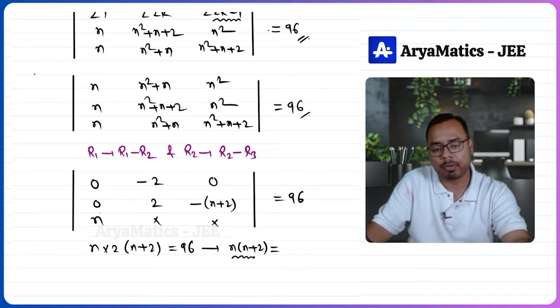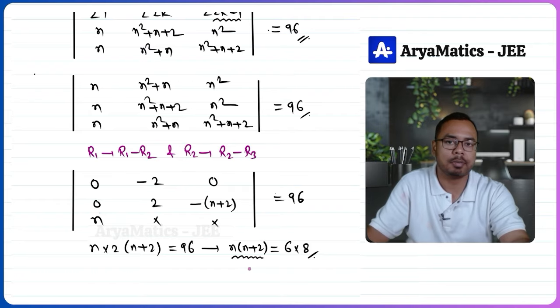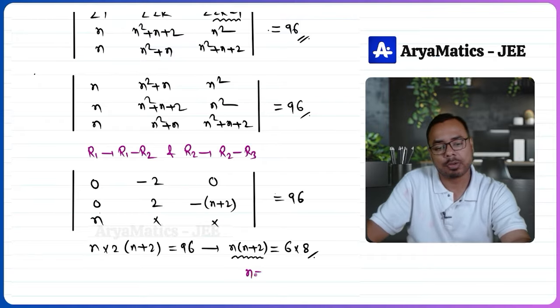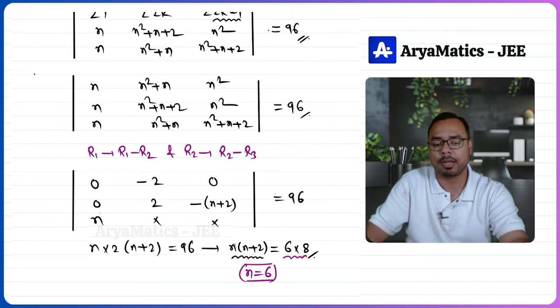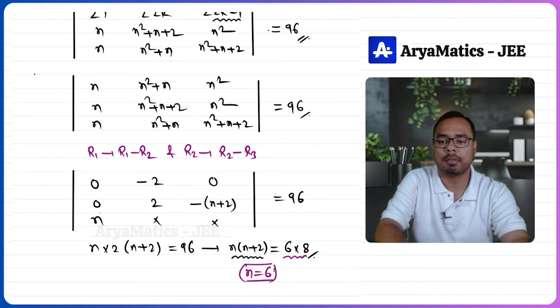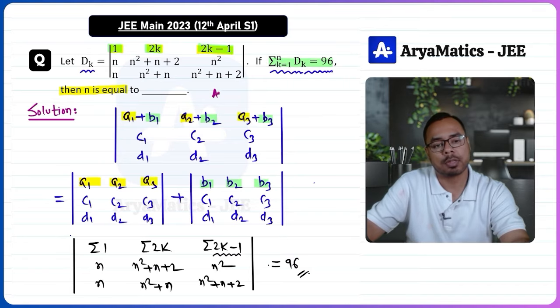On the left hand side we have two integers and the difference between those two is 2. So 48 we can write as 6 into 8. And then directly you can see, because n is a positive integer, n is the number of terms, so n must be 6, right? By creating a quadratic you can also solve, but directly you can see using hit and trial that n is 6. And therefore, this was an integer type problem, so the correct answer for this problem will be 6, right?